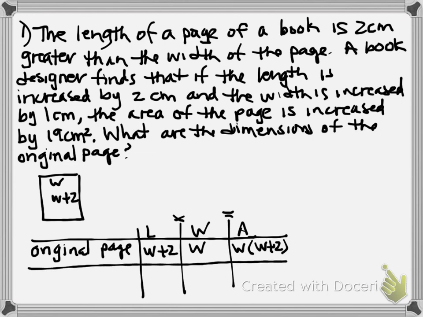But then the book designer comes along and creates a new page. So I'm going to just call it that, new page. And what they say that they're going to do is they want to increase the length of the book by 2 centimeters. Okay? So if the length of the original book was the W plus 2, and then I'm going to increase it by 2, what I get for my new length for the new page is W plus 4.